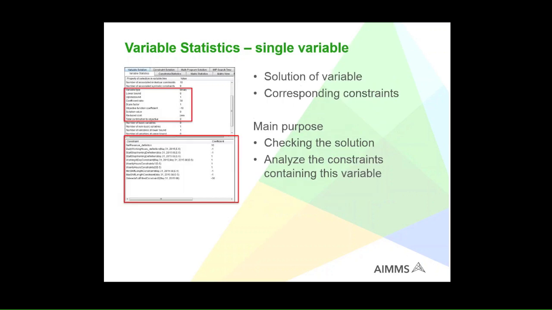Now, if you select a single variable, meaning not just a symbolic variable or a whole index, but one particular element, it shows a little bit more information. It shows what the variable type is. Is it a binary, an integer, a non-negative? What is the lower bound, the upper bound, the actual value, the reduced cost, and also in which constraints it was present. So you don't only see the variables, but you also see the constraints in which it was present.